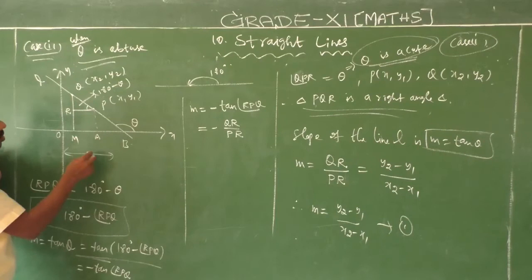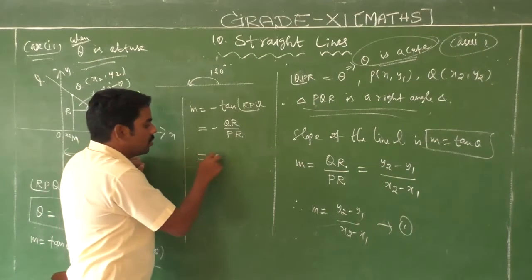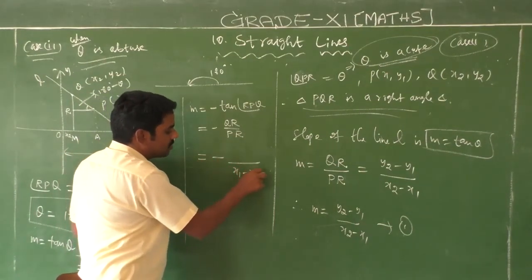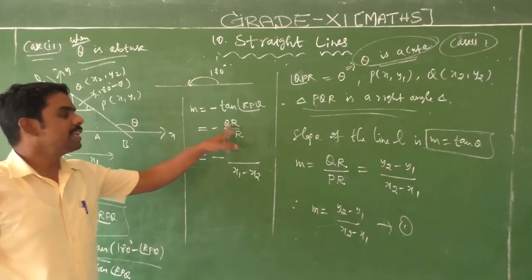OA is called x1, and OM is called x2. We have the distance PR. Then PR is equal to x1 minus x2. So PR is x1 minus x2. Another one, the distance between Q and R.